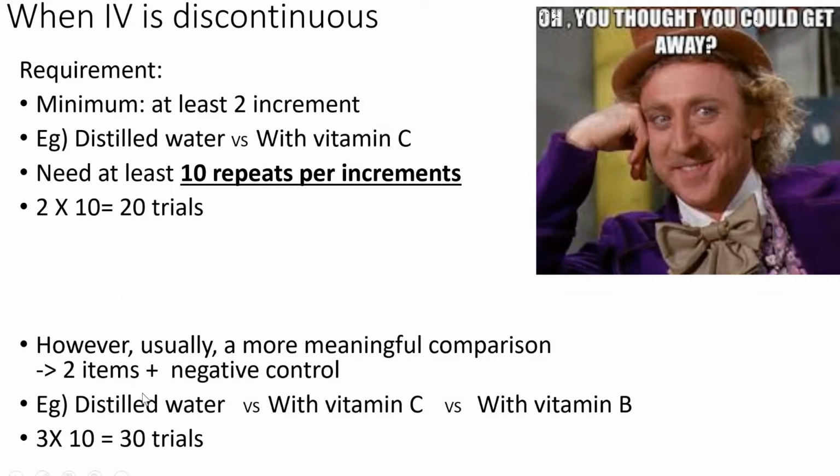So in this case, you're comparing 2 items plus a negative control. Such as the effect of vitamin B and vitamin C against distilled water. So at least you can get an idea of, if you're comparing vitamin B and C, which one is better. So that makes about 30 trials, same as the continuous variables as well. So there's no which one is better or what.